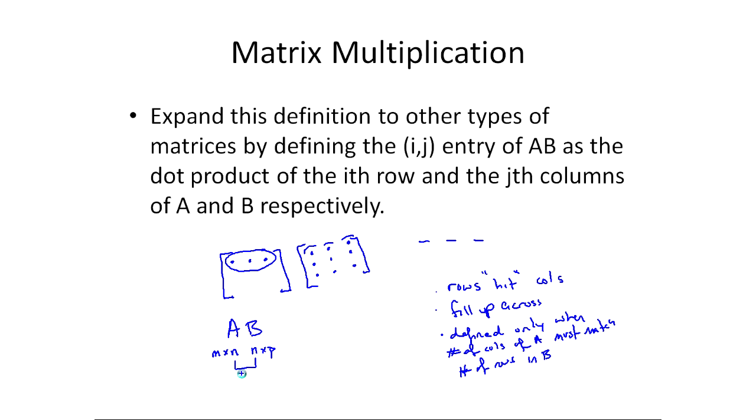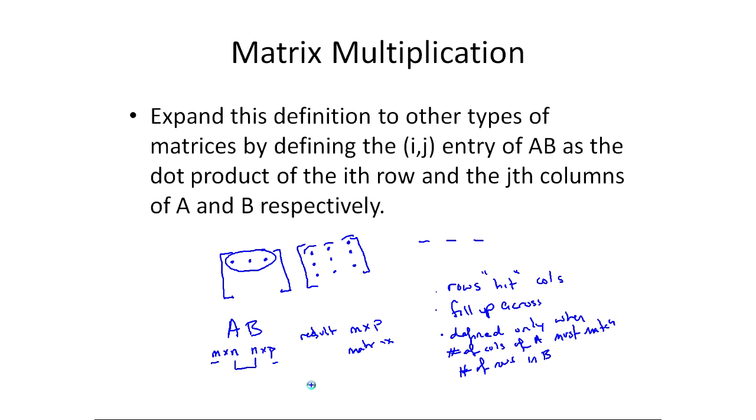And so what is going to be the result? Well, the result will be from these outer numbers here. So the result will be a different size matrix. It will be an m by p matrix. So this is an expansion of the dot product into dealing with these. And remember, it's not necessarily commutative. So A times B does not necessarily equal B times A. In fact, it might not even be defined.